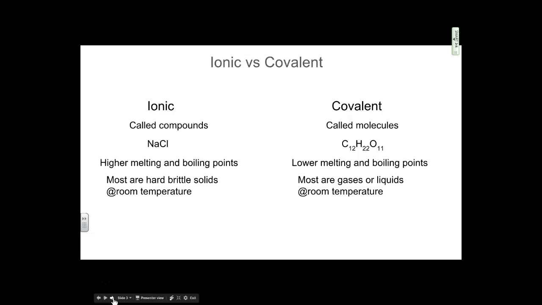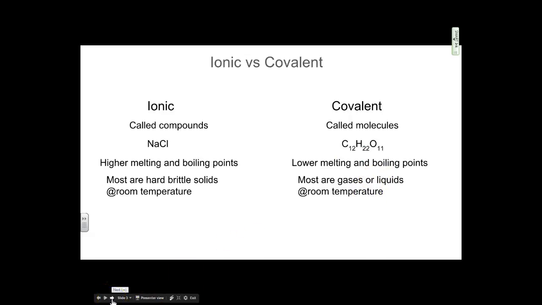Covalently bonded substances, now while sugar is a solid, most covalently bonded substances are gases or liquids at room temperature. Gases like oxygen gas, nitrogen gas, carbon dioxide gas, all of those are around you right now in the air. Liquids like water, those are very popular covalently bonded substances. Sugar is a solid at room temperature, but the reason for that is because it is such a huge molecule. And we'll get to the chemistry reasons why size makes a difference in the states of matter a little bit later.